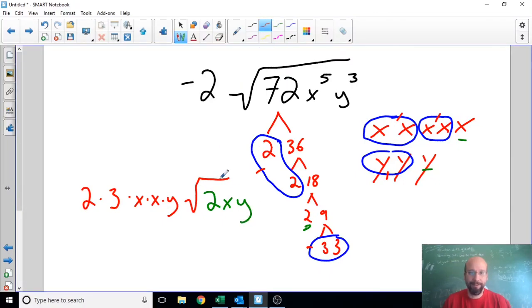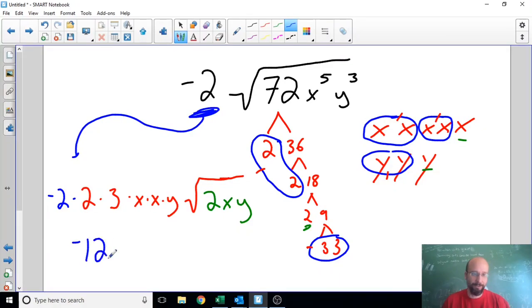And I can't forget that in this particular problem, I started with a -2, so that's going to have to come out to multiply what's on the outside. So -2 times 2 times 3 is -12. x times x is x squared. y, square root of 2xy. And that would be my final answer.